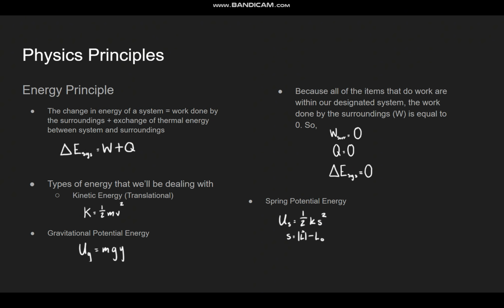Our second pertinent principle is the energy principle, which states that the change in energy of a system equals the work done by the surroundings plus the exchange of thermal energy between the system and its surroundings. The types of energy that we'll be dealing with are the translational kinetic energy, the gravitational potential energy, and the spring potential energy. And because all of the items that do work are within our designated system, the work done by the surroundings, W, is equal to 0. So, the work done by our surroundings is 0, Q equals 0, so the delta E of our system equals 0.